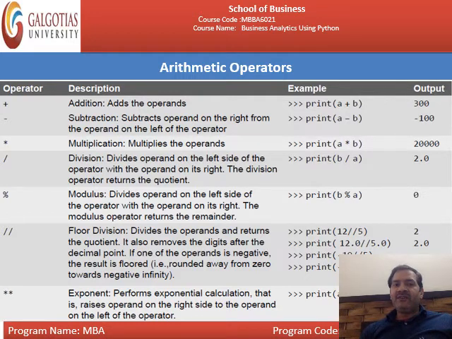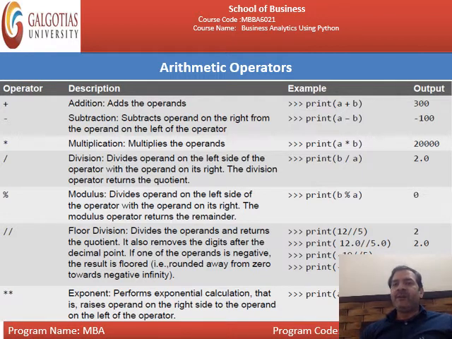This is plus, addition, to add the operands. This is the subtraction, subtract the operand on the right from the operand on the left of the operator. This is the star, which means you are talking about the multiplication of the operands. Division means divides the operand on the left side of the operator by the operand on its right. Okay, this is the modulus operator. You can read the description from here and you can execute the statements like this.